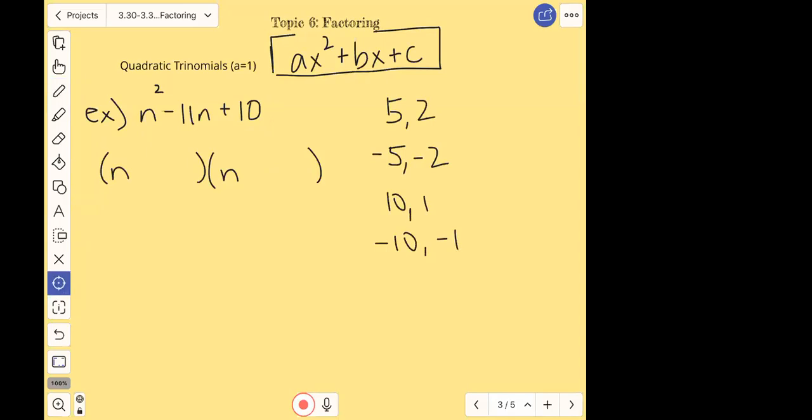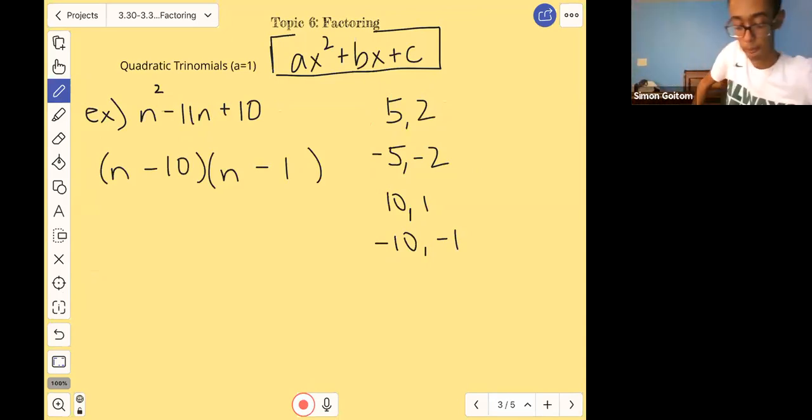So these are all possibilities that could go there, 4 different possibilities that could go here and here to multiply to 10. But they also have to work out for the middle term to give us negative 11n. So these add up to 7n. This adds to negative 7n. This would add to 11n, and this would add to what we want, negative 11n. So if we use minus 10 and minus 1, it works out.